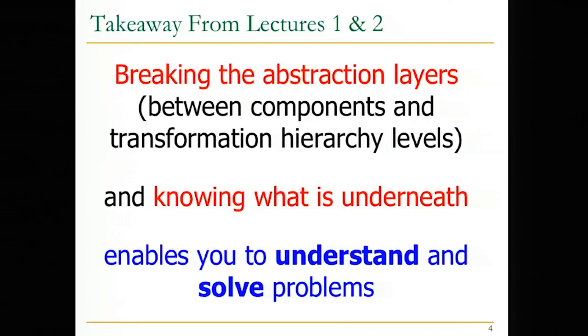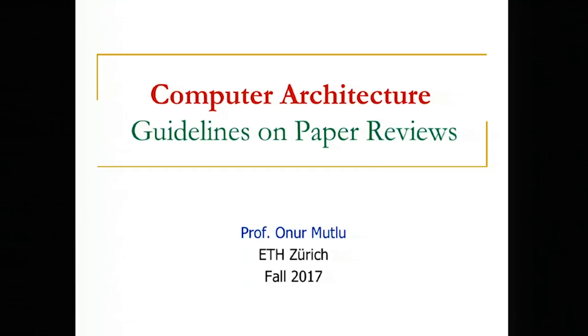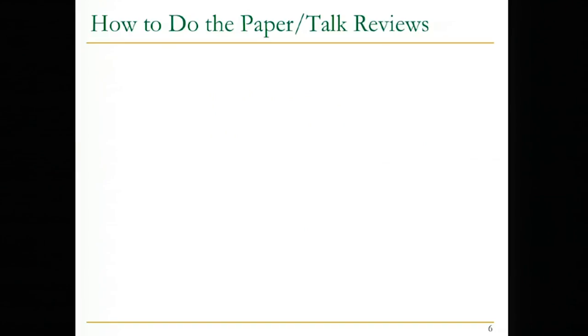Okay, this is the takeaway from lectures 1 and 2, hopefully. We're going to continue that. Basically, if you keep breaking the abstraction layers and know what's underneath, you can design better systems so you can understand and solve the problems. And that's exactly why we have paper reviews also in this course. The paper reviews are targeted towards getting you to think critically about what's written. What's written is not always right. What's written is not always the best. It may be good, but it's always good to critically evaluate what is written such that you can do better, right? So that's one of the purposes of the paper reviews, to get you to understand what's written and also hopefully critically evaluate it.